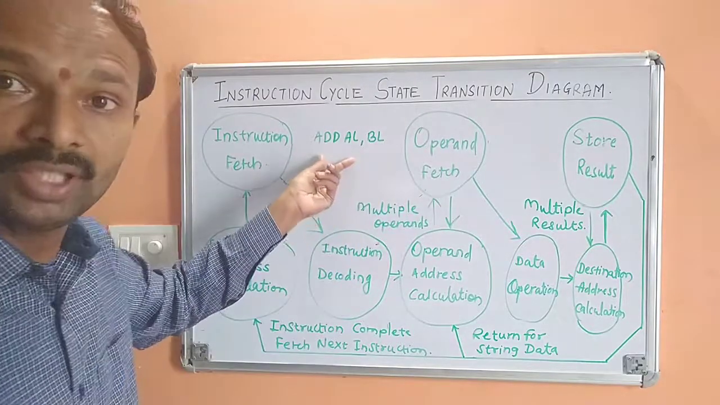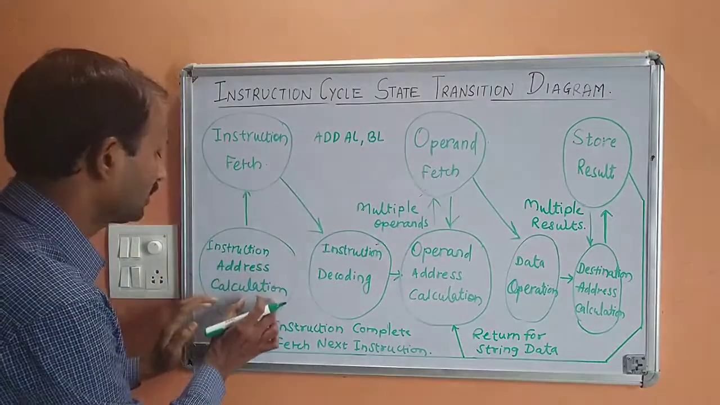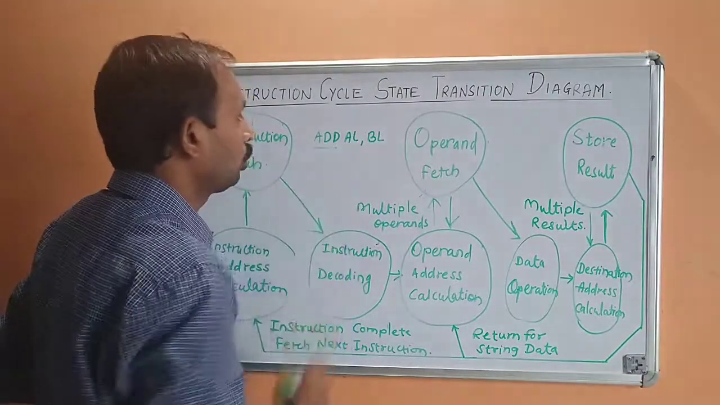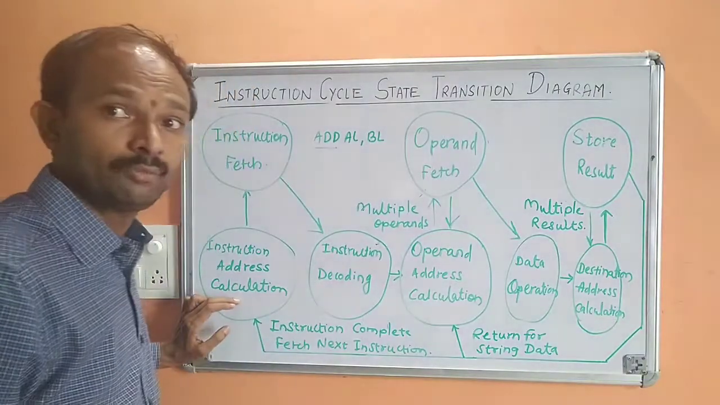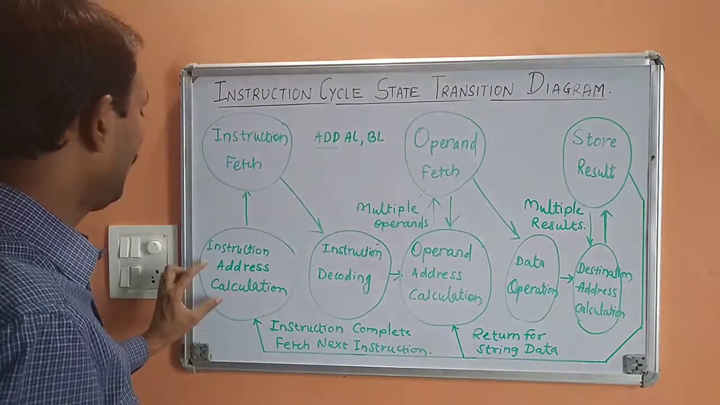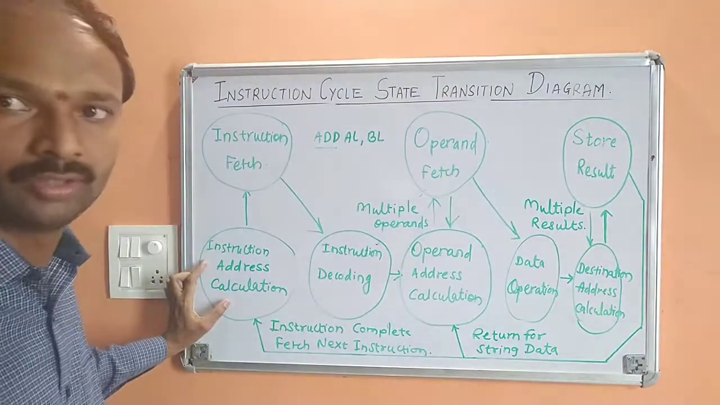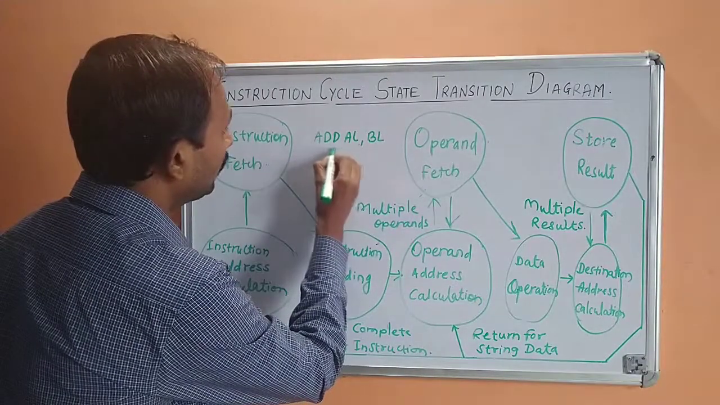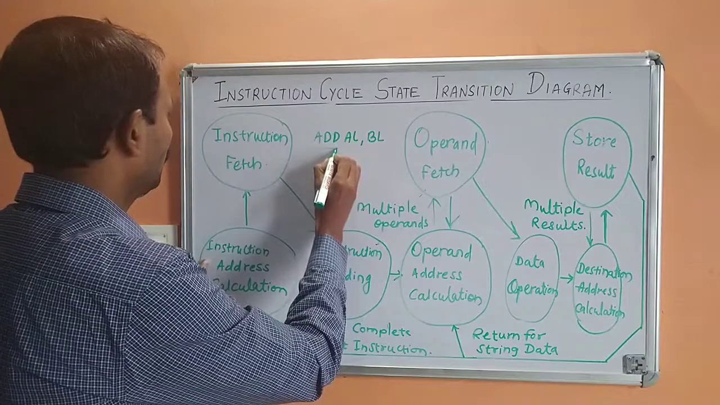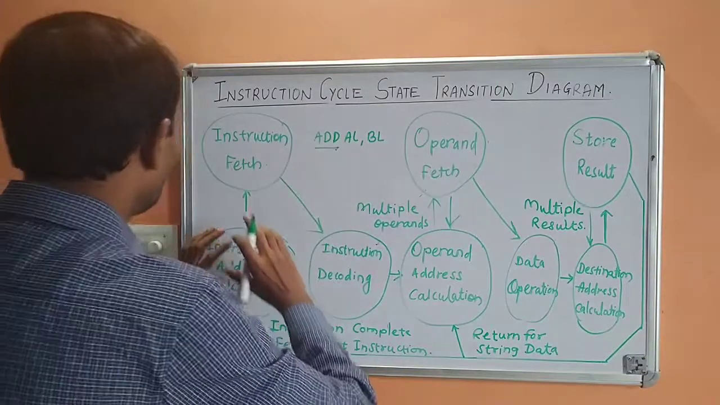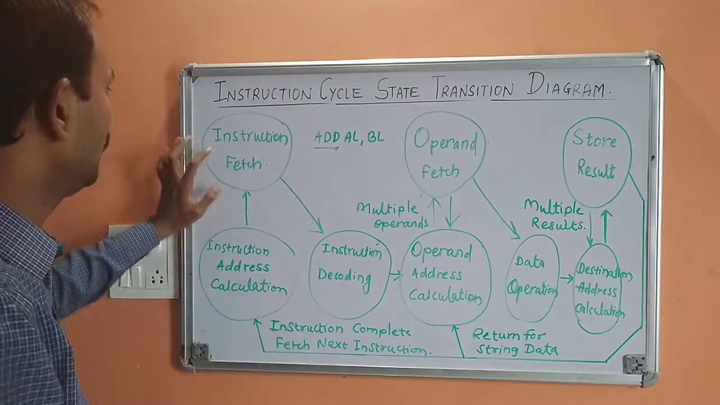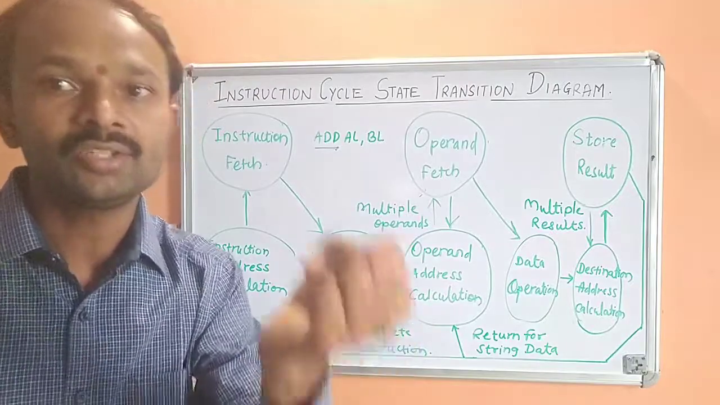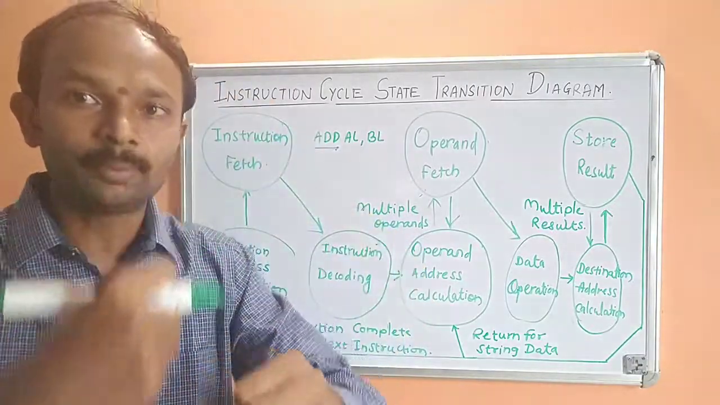diagram. The first step is instruction address calculation. Now this is the instruction which we want to process. Now what will the processor do? The processor will first of all calculate the address of the instruction which we want to process. Once we calculate the address of the instruction, what will happen? We will go to the next step, which is known as instruction fetch. If we know the address, then only can we fetch that instruction from the memory system inside the processor.